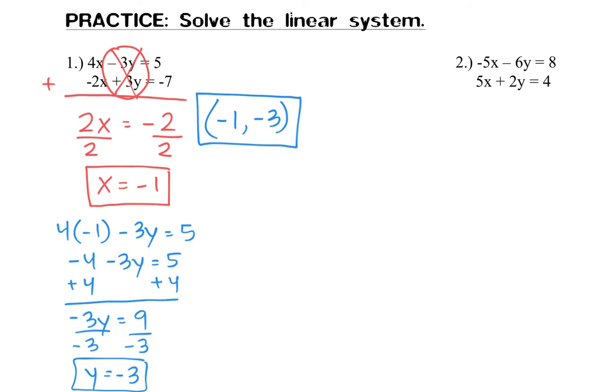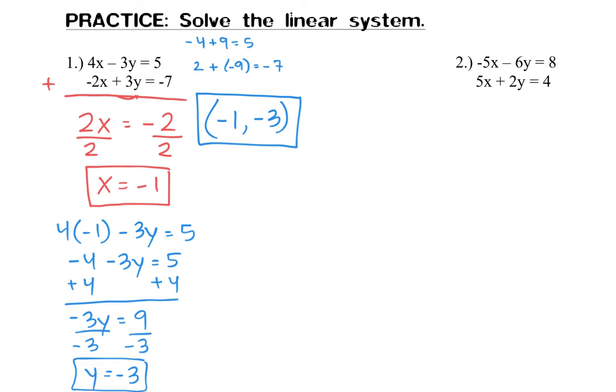And again, you can do a quick check. You don't even need to write it out carefully. I'm trying to erase my marks here so you can see it more clearly. Okay, so here I would have 4 times negative 1, that's negative 4, and then negative 3 times negative 3 would be plus 9, and yep, that's 5. So see how quickly you can just kind of do it there. Negative 2 times negative 1 is positive 2. 3 times negative 3 is negative 9, and yep, we see that that gets us negative 7. So you don't need to write out a whole check step, but you can still do it very quickly to make sure that it works.